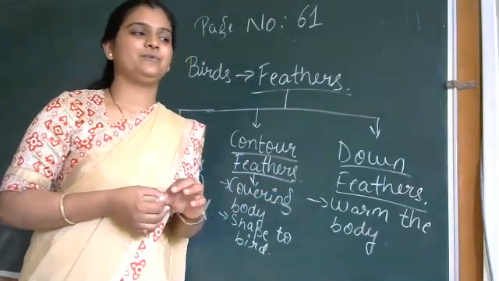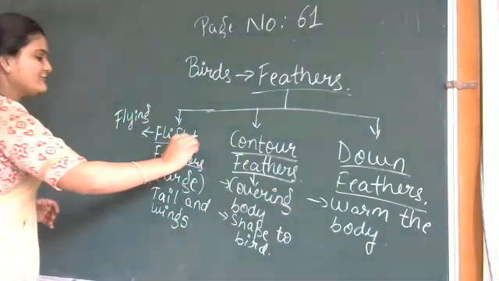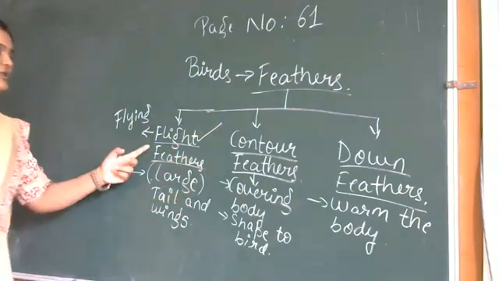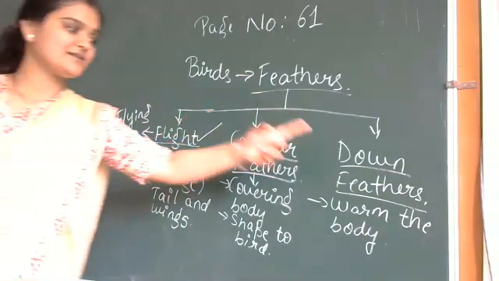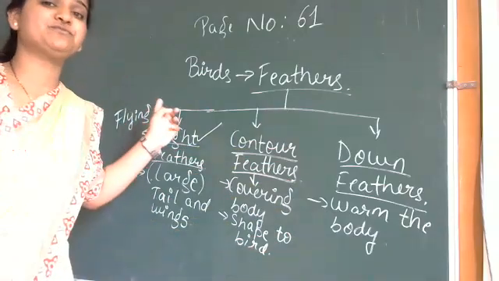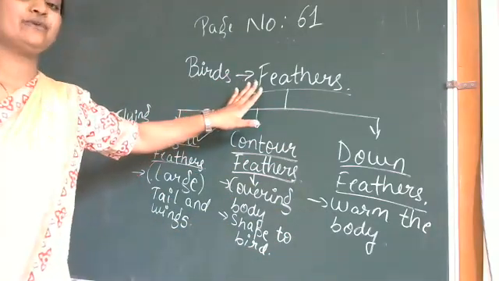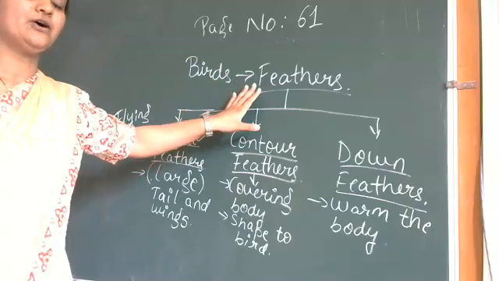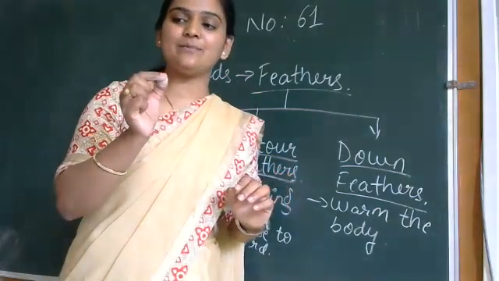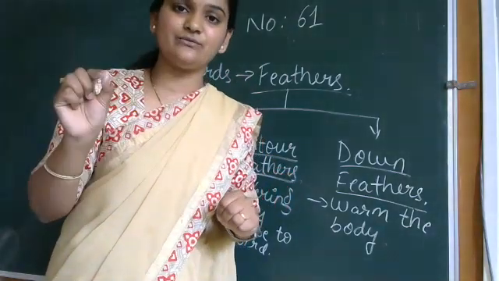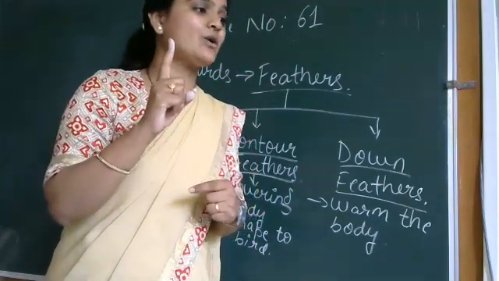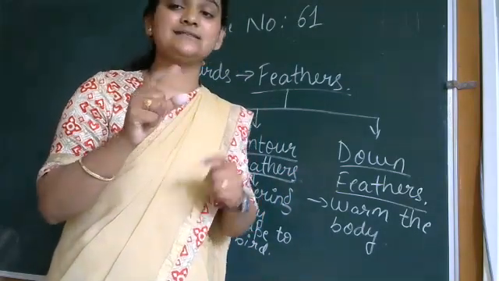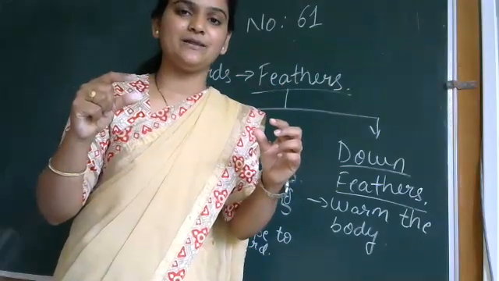Flying bird, flying feather. Yes, the first one, that is flight feathers, is helpful in the flying of a bird. Okay, see children, only from here many questions are formed based on the feathers of a bird. While reading you should take a pencil and underline each and every word. From that we have to frame the questions. One mark questions can be framed on this small paragraph.